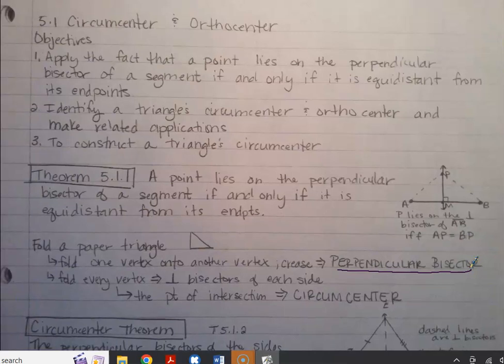Right, but it's a perpendicular bisector, so it's perpendicular to this side. Oh, I was holding it upside down. Right, that's good. Can I borrow yours? Because mine has extra creases in it.